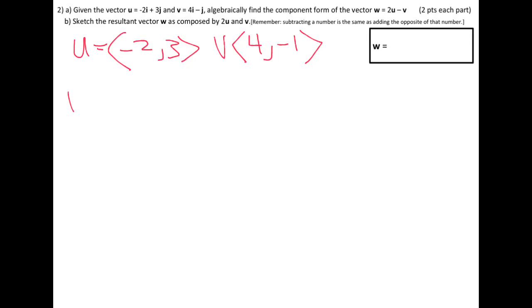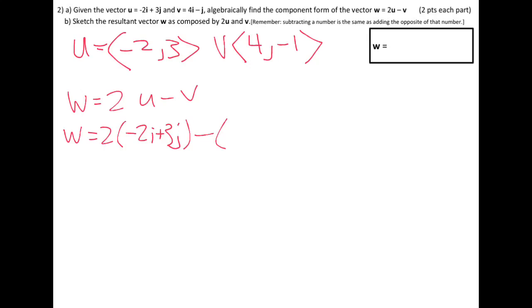So then, we want to find w, which is 2u minus v. Well, we know that u is negative 2i plus 3j, and minus, we know v is 4i minus j. So let's distribute and see what we get. 2 times negative 2 is negative 4i, plus 2 times 3 is 6j, minus 4i. Distribute that negative into that negative j to get plus j right there.